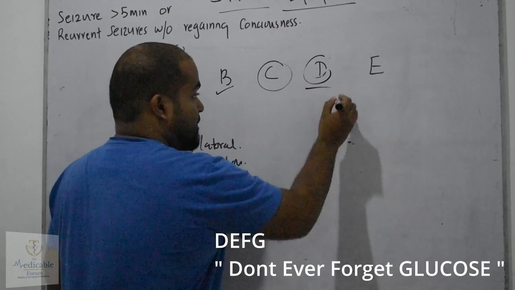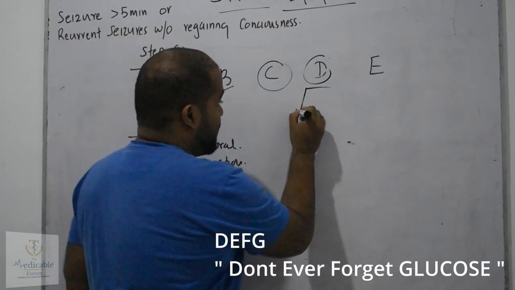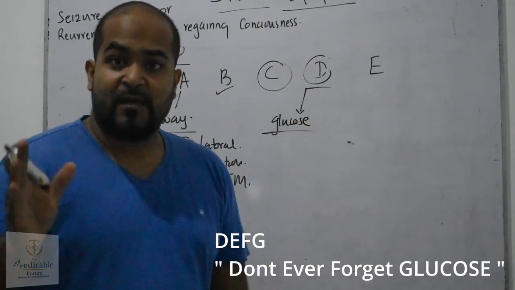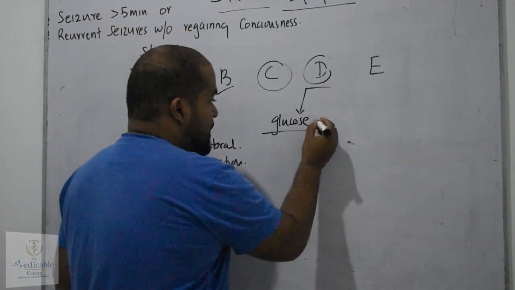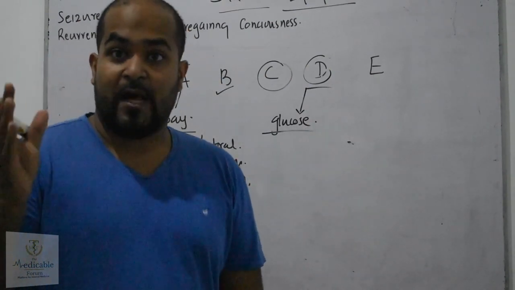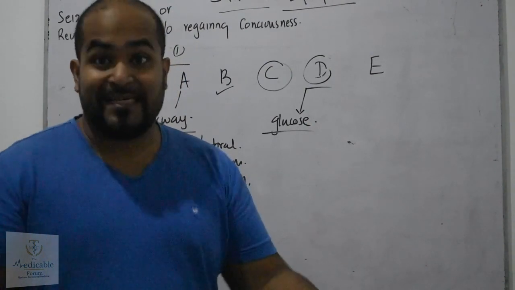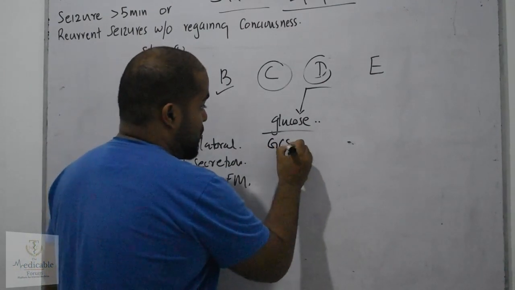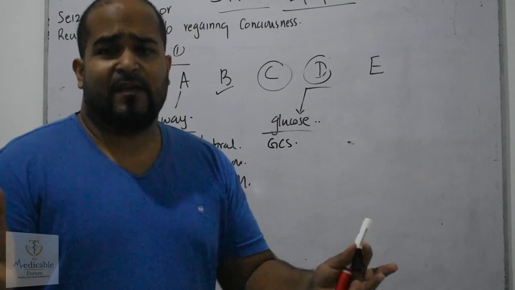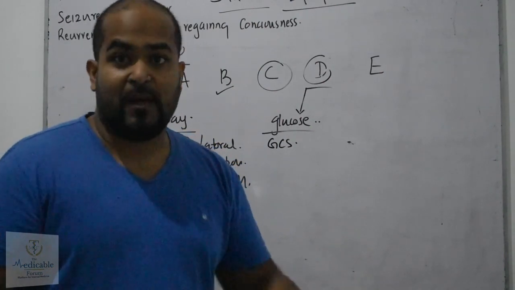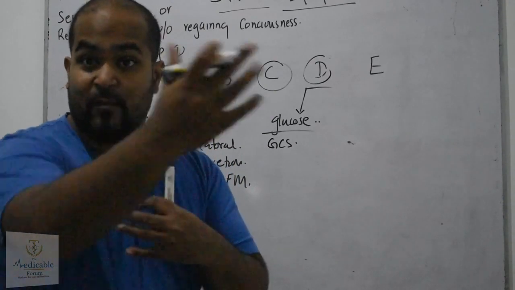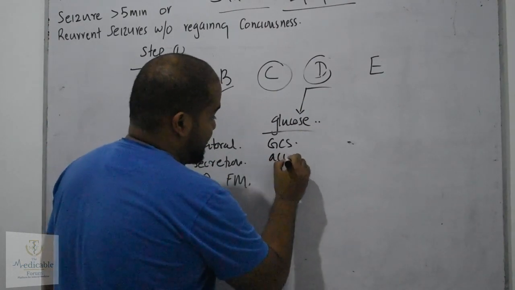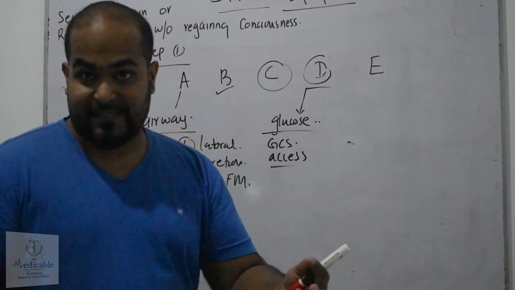Then D, very important. What you have to do is you have to initially check glucose. Never ever forget glucose, because CBS being low, hypoglycemia, can cause fits and it's easily preventable. So first check glucose, then quickly check his GCS or even the AVPU: alert, verbal response, response to pain, or unresponsive. While you are checking that, someone else from the other side should go for cannulation. Need to try to get the venous access, right?